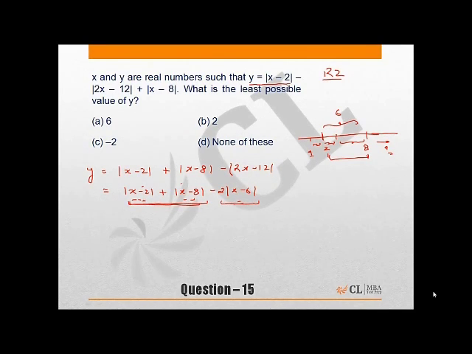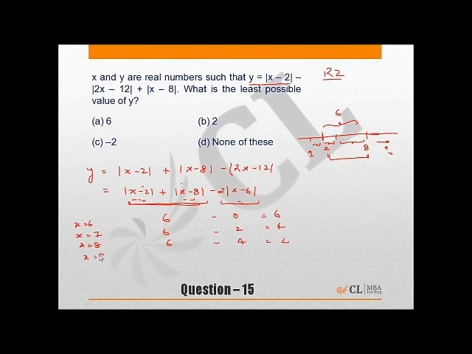Now at x equal to 6, this expression will be 6 while this will be 0. Or the value of y will be 6. What happens when x increases from 6 to 7? This still remains at 6 while this becomes 7 minus 6, 1, minus 2, which is 4. At x equal to 8, this still remains at 6, minus 4 equal to 2.